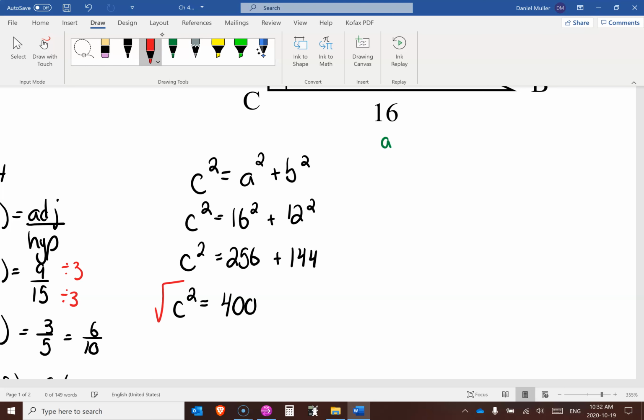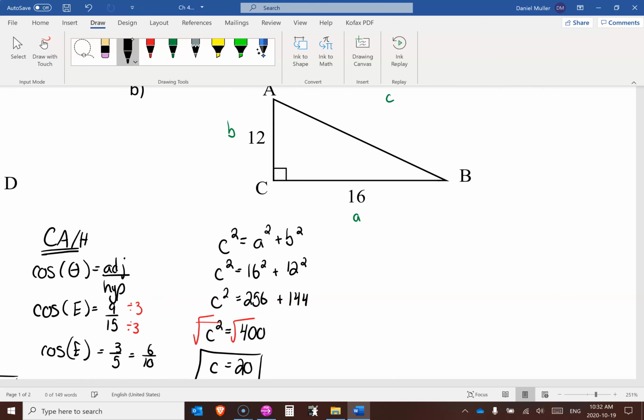And then you can square root both sides to get the C alone. C is equal to the square root of 400, which is just plus or minus 20, but we just do the plus. So C is equal to 20. Okay, that's nice. This is 20. Okay, so now we're going to have to pick a perspective. So, I don't know, I'm just going to pick there.